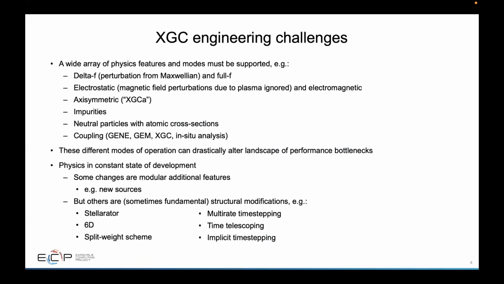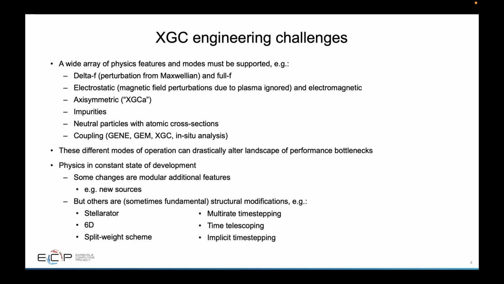Some challenges working with XGC is that there are a wide variety of physics features and modes that need to be supported. So you can work in delta F mode, where you're just dealing with a perturbation from the Maxwellian distribution of the plasma, or without that assumption, a full F mode. You can work with electrostatic or electromagnetic. You can run an axisymmetric case. You can run with impurities, neutrals, and then with all the different couplings to different codes. And these different modes of operation can have different performance bottlenecks.